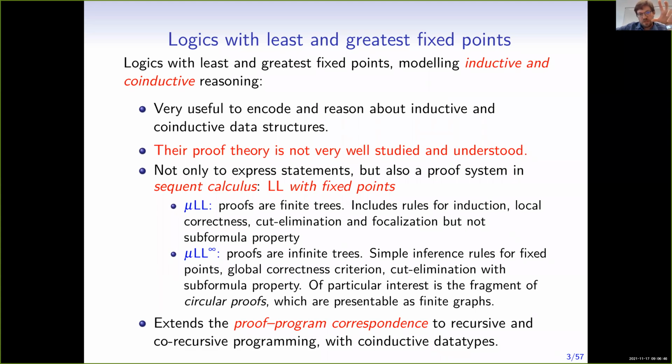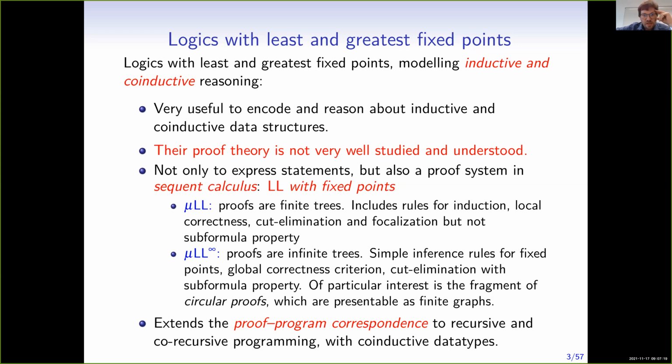Most of this talk will deal with logic with least and greatest fixed points, which model inductive and co-inductive reasoning. So they are useful to encode, of course, these inductive and co-inductive reasoning and data structures. But their proof theory is still underdeveloped. And there are current trends in several labs in pushing those non-well-founded and circular reasoning. It's also called cyclic reasoning.